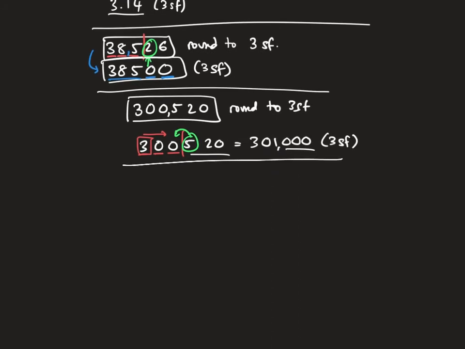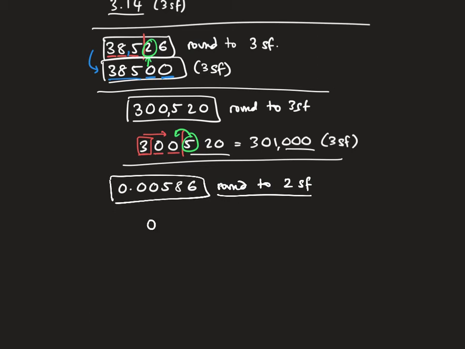Okay, now how does that work for decimal numbers? We'll have a look at this. So 0.00586, and say, for example, we want to round to 2 significant figures here. Okay, so we're going to round this to 2 significant figures.